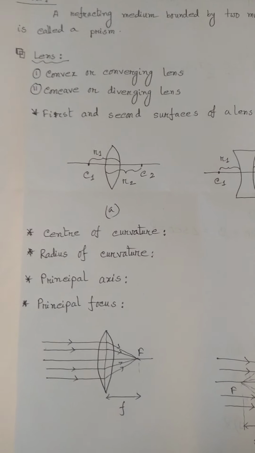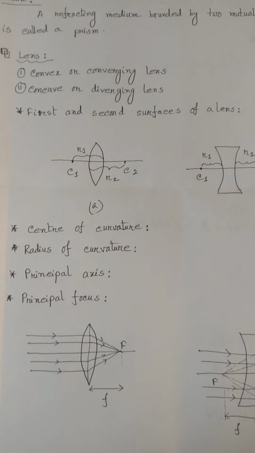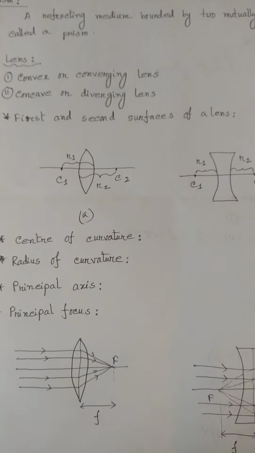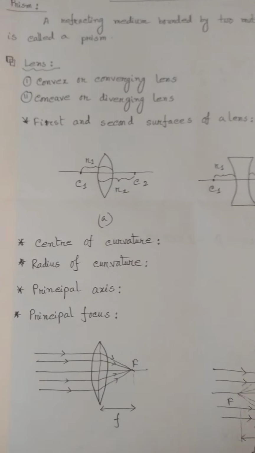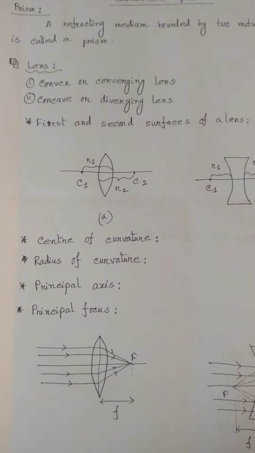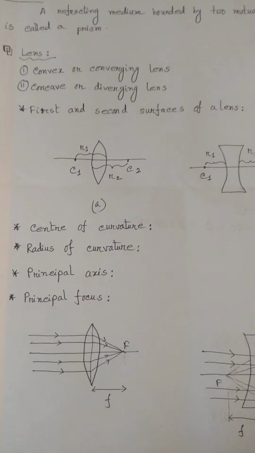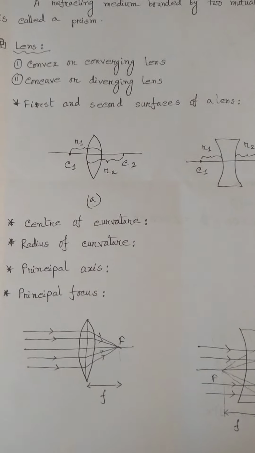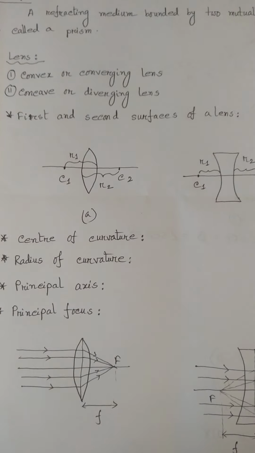The most important thing of a lens is the principal focus. What is the principal focus? A lens has two principal foci: the first principal focus and the second principal focus.